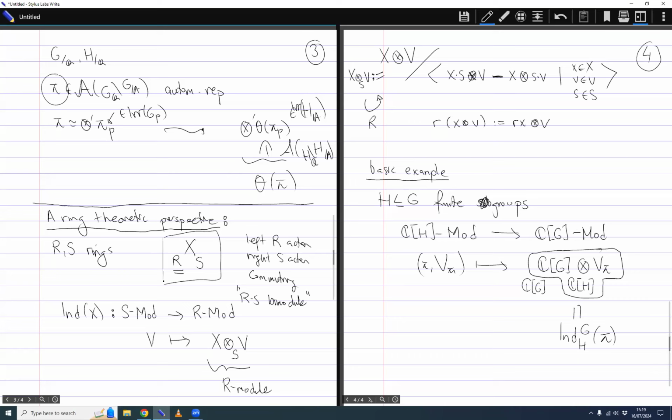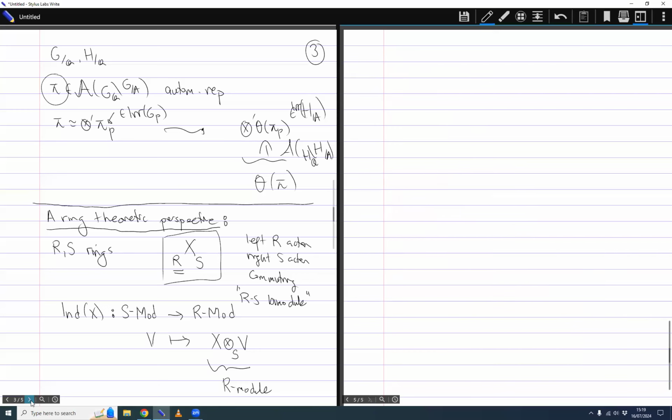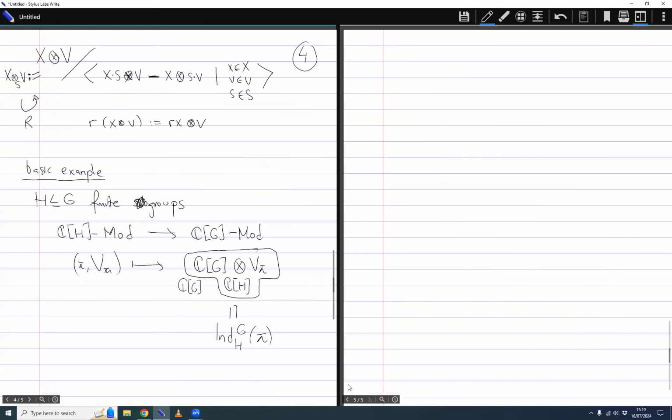So I want to look at theta correspondence from this kind of perspective. Now, what are the rings? So let's go back to theta correspondence. Okay, 5. So let's stick to, for convenience, F non-Archimedean.